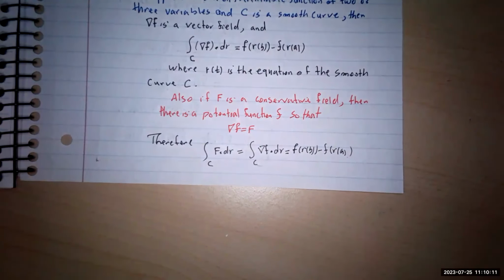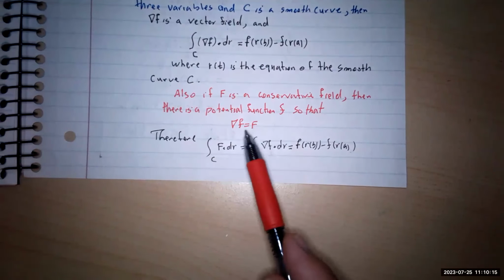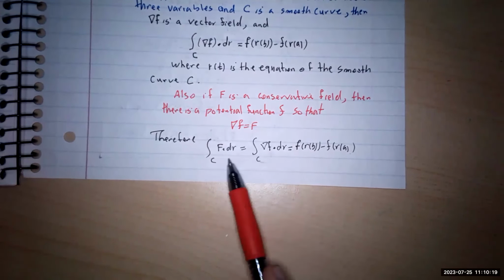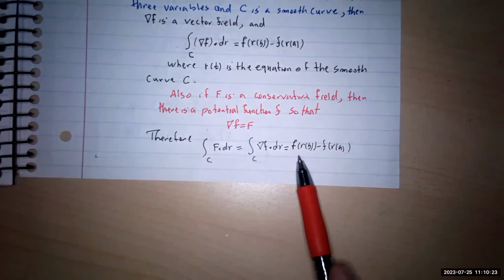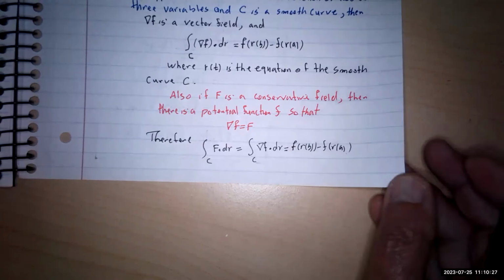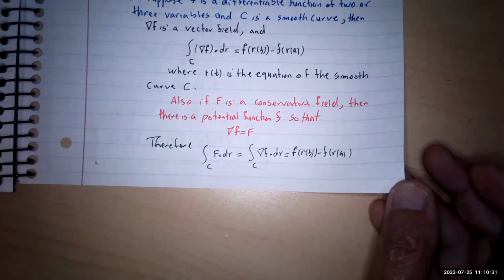If f is going to be conservative, then your potential function would be just the gradient of f. So your integral would be the same. The integral of f dot dr along C is going to be just the evaluation of the potential function at the endpoints of the interval. Okay, so this is it.